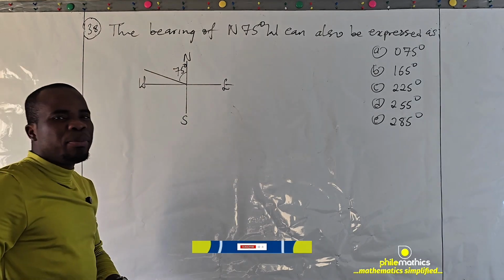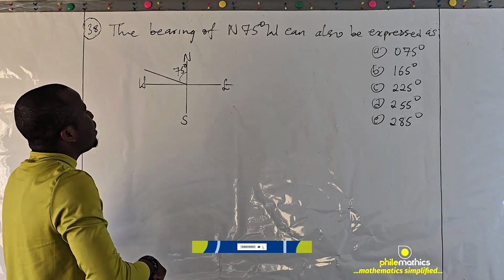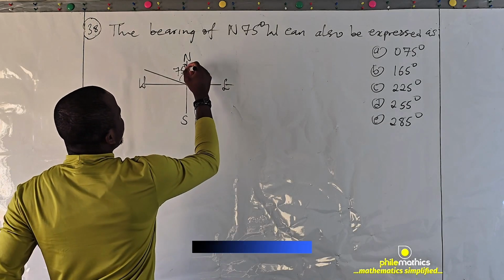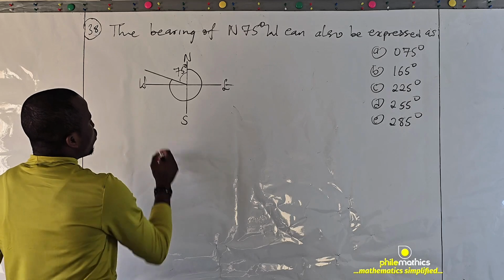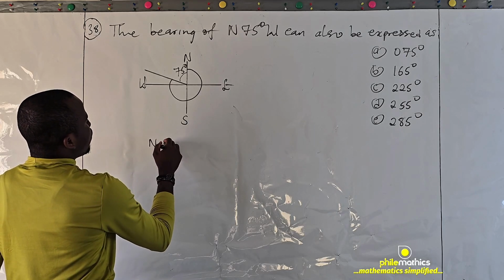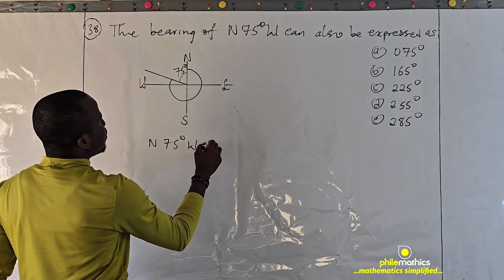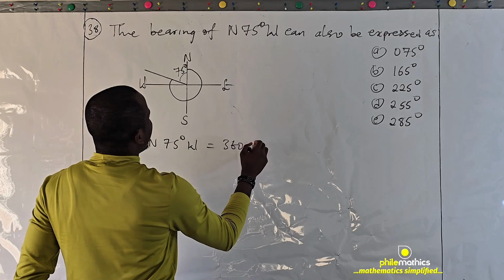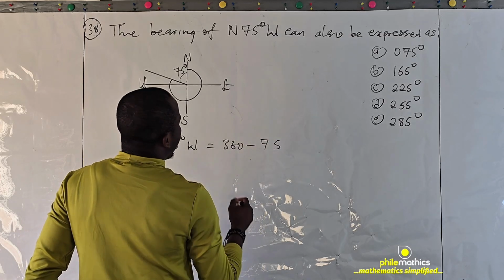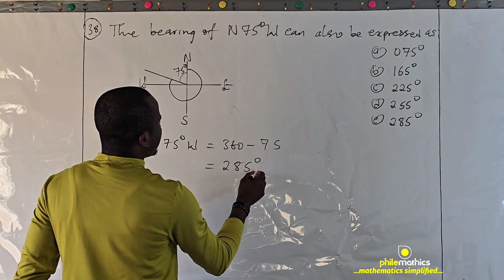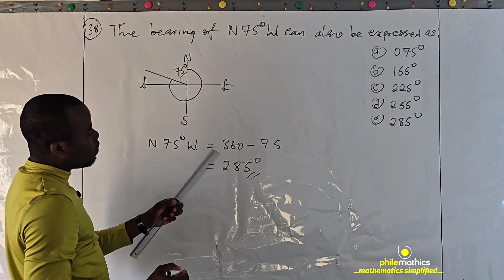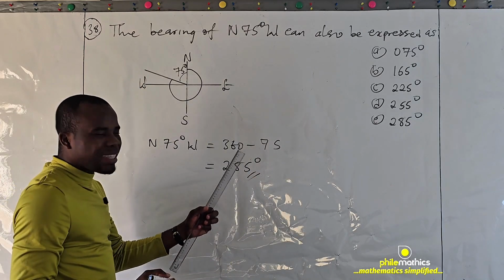So in 3-digit bearing, we're just looking for its equivalent, right? That is subtracting it from 360. So north 75° west is simply 360 minus 75, and that is 285 degrees. That is what north 75° west is in 3-digit bearing.